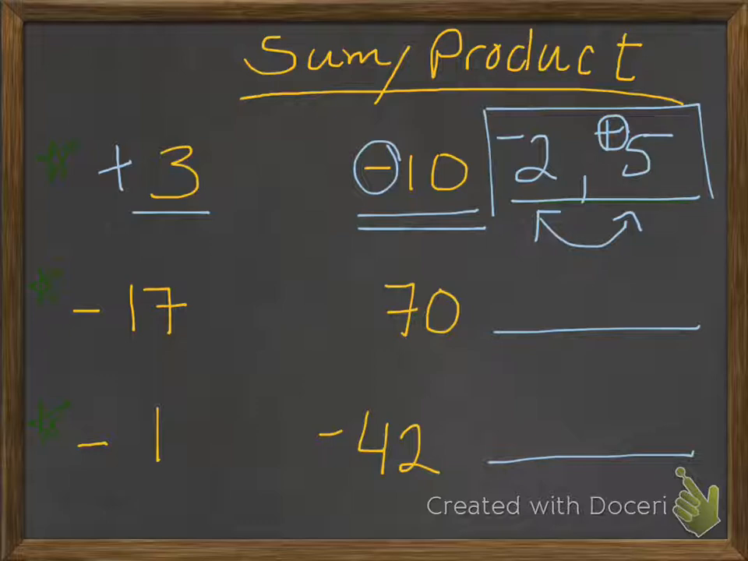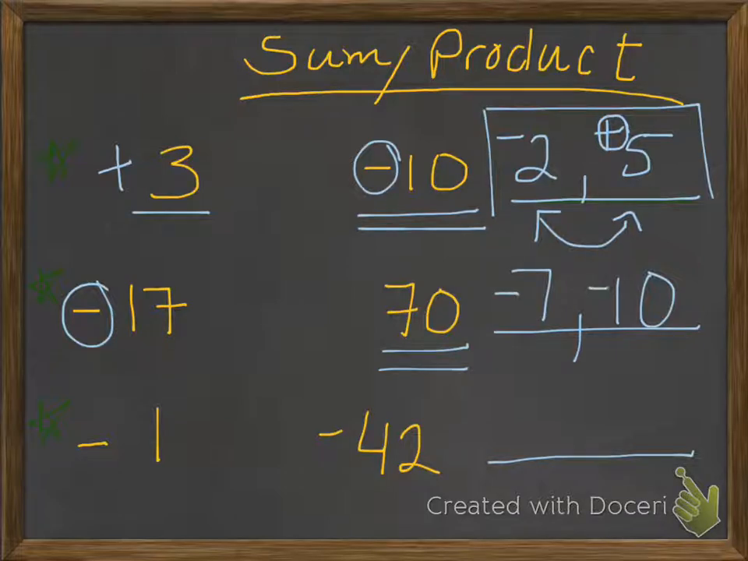Going on to the next one a little quicker now, right? Product of a 70. Oh, 7 and 10 just pops into my head. What about my signs? Are my signs good? Well, for the product, they're good. 7 times 10 is 70, but 7 plus 10 is 17, not negative 17. So what would the signs have to be for a negative 17? You're right. They'd both have to be negative.